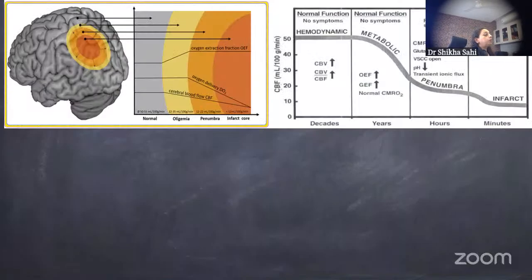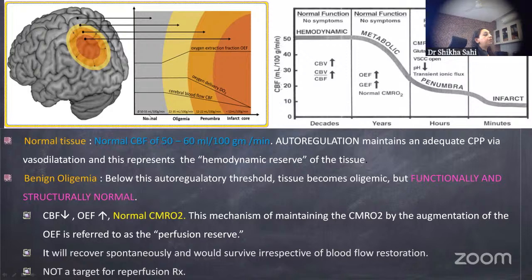So if we want to understand, this is a normal region in which the cerebral blood flow is normal, which is 50 to 60 ml. And this maintains a normal autoregulation. And even if the blood flow declines, the cerebral perfusion pressure is maintained because of the change in the vessel wall diameter, which is the hemodynamic reserve.